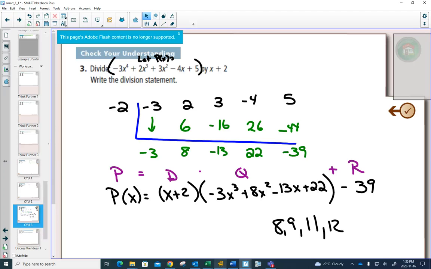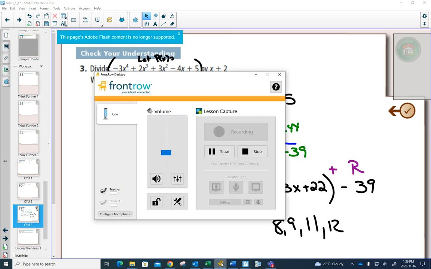Our whole purpose of all this is to learn how to factor things that we haven't factored before. So, for example, this p of x, can we factor this? Not yet. But if we did this synthetic division and got a remainder of 0, then it would have factored perfectly. So that is where we're going when we get to section 1.2. So I'll stop this video.